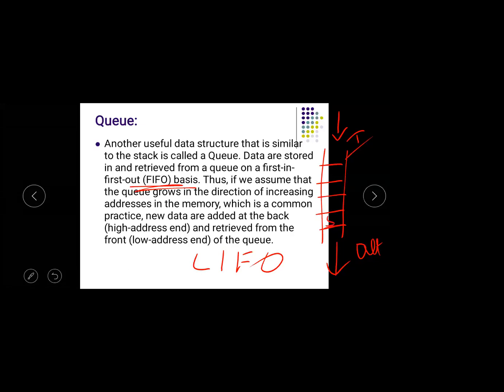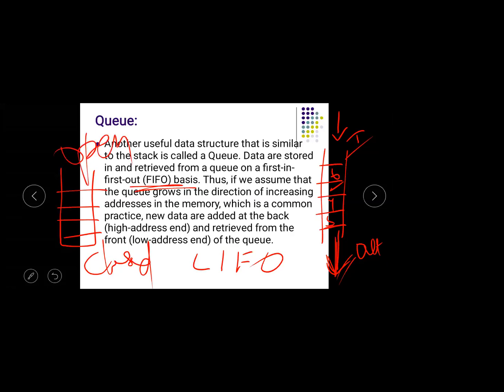3 4 5 6. Then 3 will be removed first. What is inserted first is out first, because both the ends are open. It is a queue. LIFO is a stack. In a stack, the bottom end will be closed and only the top end will be open. This one is closed, this one is open for a stack.